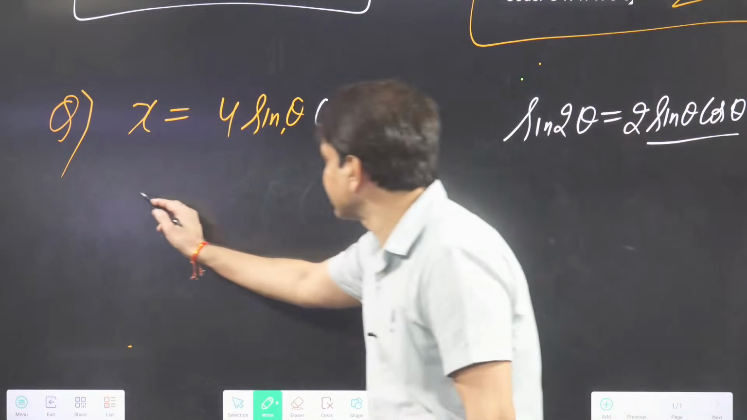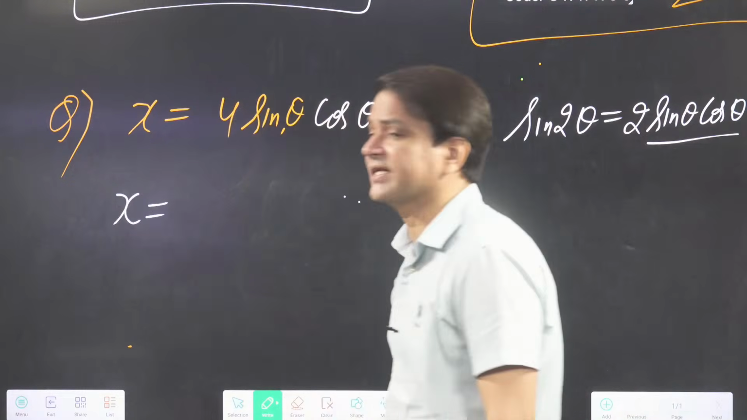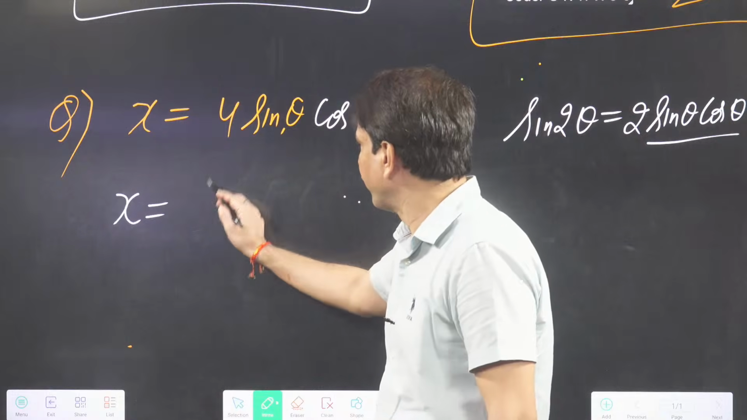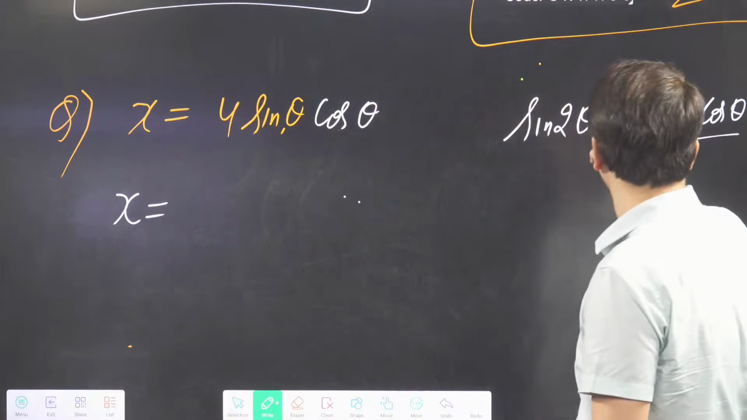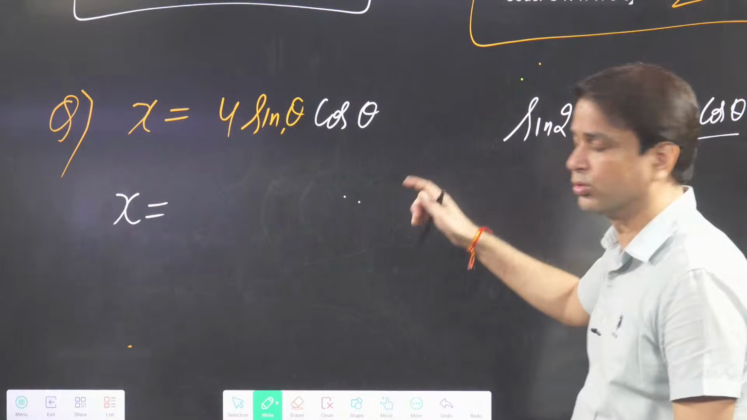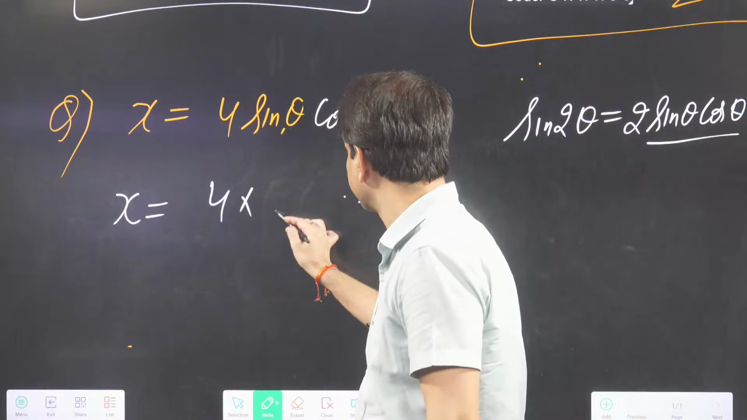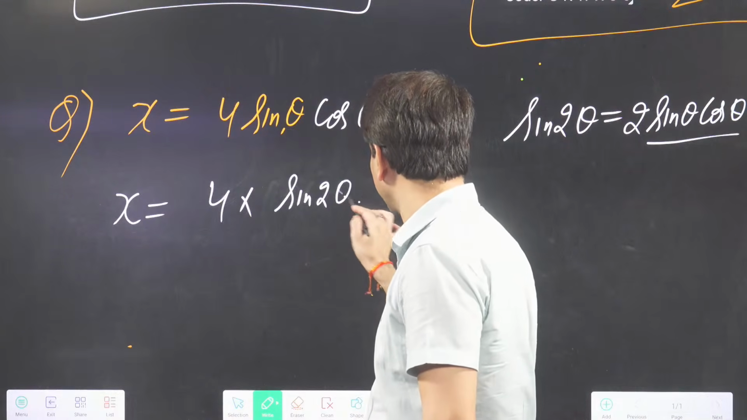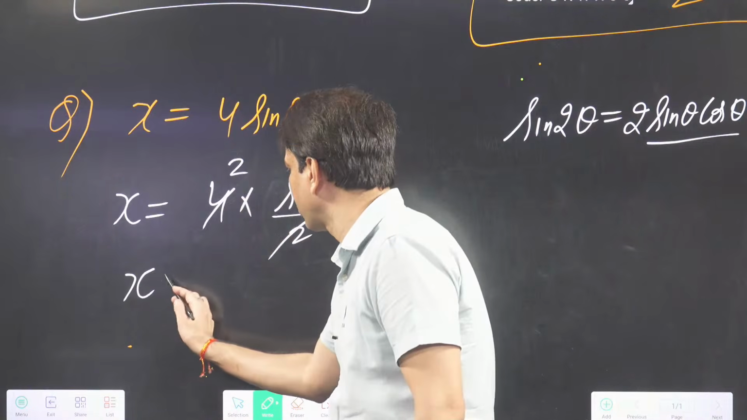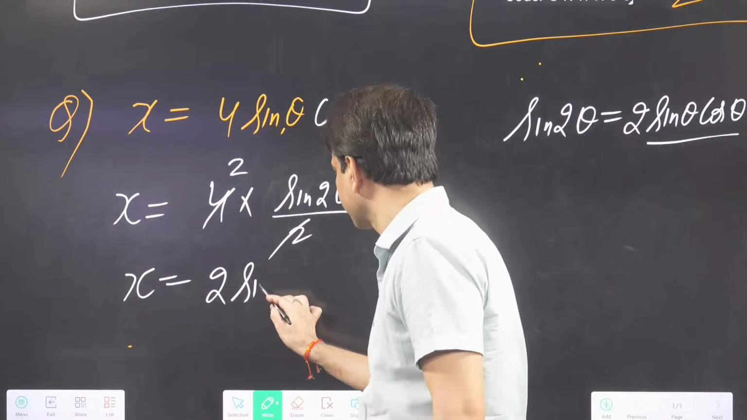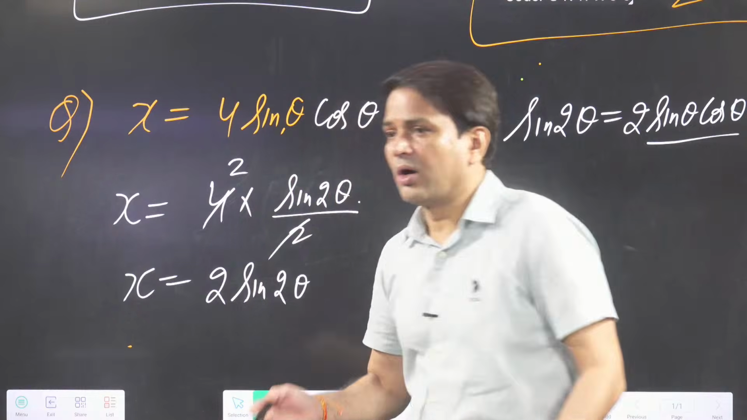Okay, so this x, what can I write? I can write 4 as 2 into 2, one option. Otherwise, sin theta cos theta directly I can say sin 2 theta by 2. So 4 into sin 2 theta by 2. So 4 and 2 cancel out. So x, what did we get? 2 sin 2 theta.